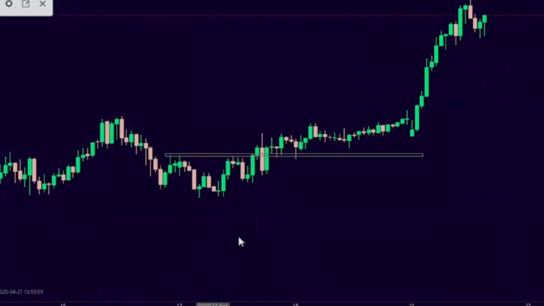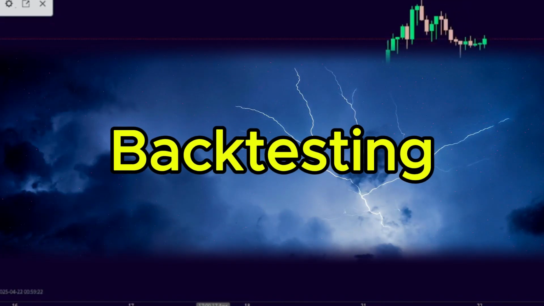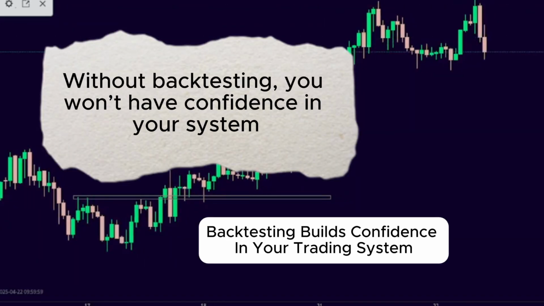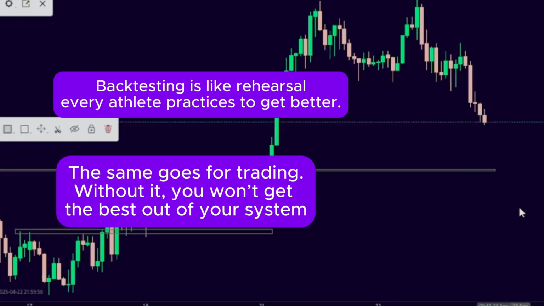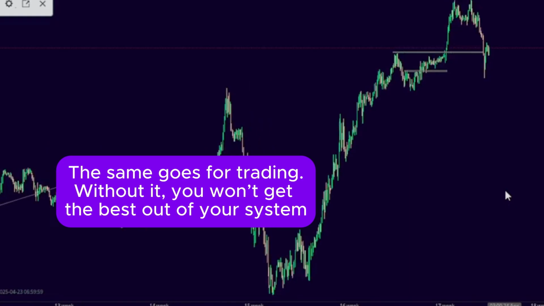The second way to identify a high probability trade setup is through backtesting. You need to backtest your system. Without backtesting, you're not going to have confidence. Backtesting is like rehearsal. Every athlete rehearses and practices their craft to become better. If you don't backtest, you may not be able to get the best out of your trading.